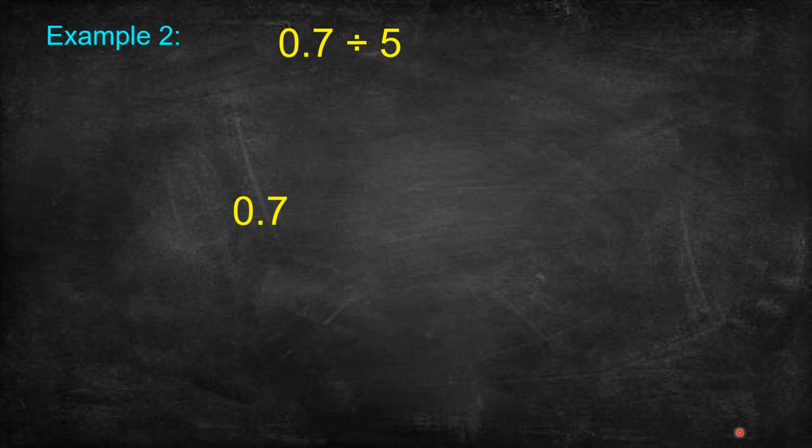Okay, now let's have example number 2. 7 tenths divided by 5. So, mapapansin nyo, we have the given decimal number and whole number. Our dividend is a decimal and our divisor is a whole number. So, again, in order to solve this, we are going to write our given dividend inside the division symbol or radical sign, and our divisor outside the radical sign.